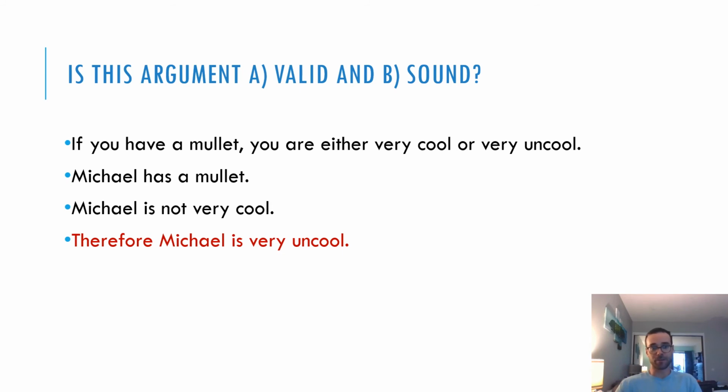If you have a mullet, you are either very cool or very uncool. Michael has a mullet. Michael is not very cool. Therefore, Michael is very uncool. Pause your video now to try this on your own.